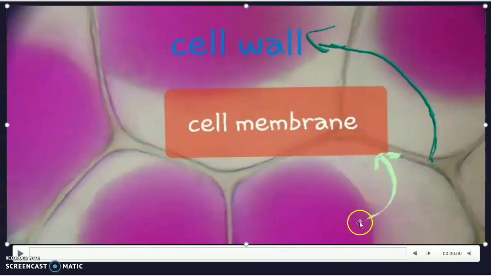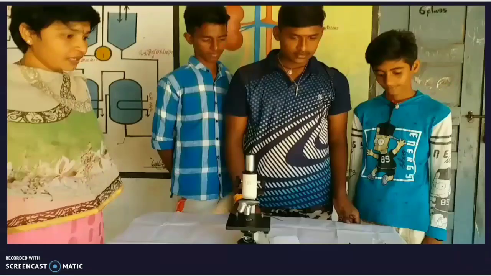The reason it is shrunken is that we added the salt water. So that is why the cell membrane is shrunken, and that is why we can easily observe the cell membrane. So that is why we added the salt water. Okay.